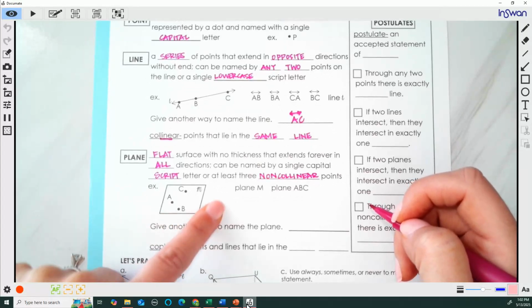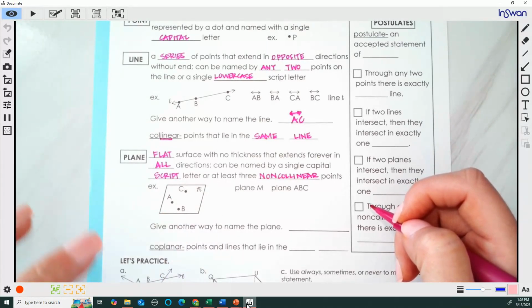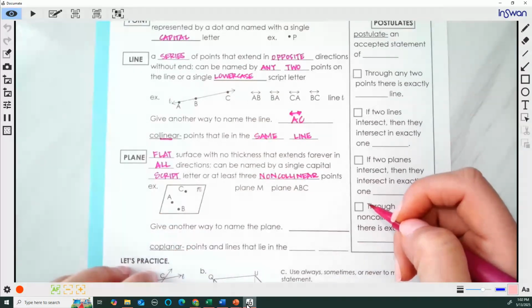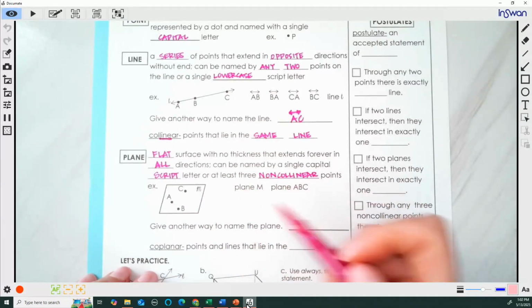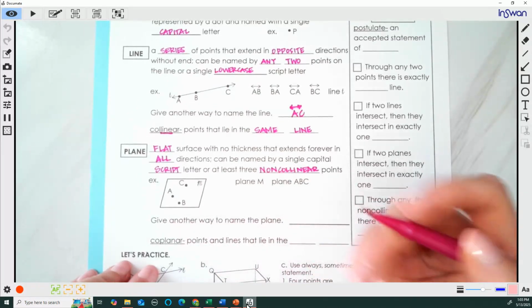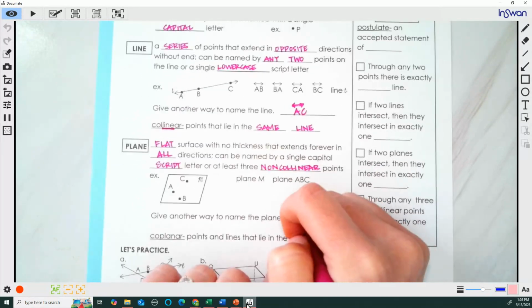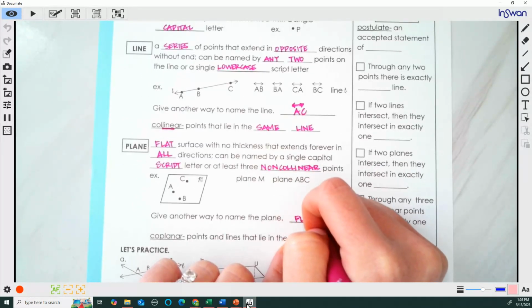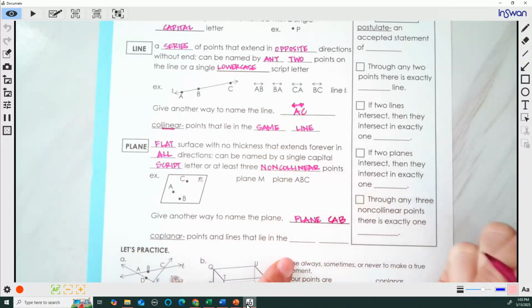So here we've got an example of a plane. Again, it doesn't really look like this because it's too abstract. This is just our drawing to represent it. We could name this plane plane M. We could name it plane ABC. Another way to name this plane might be plane CAB.